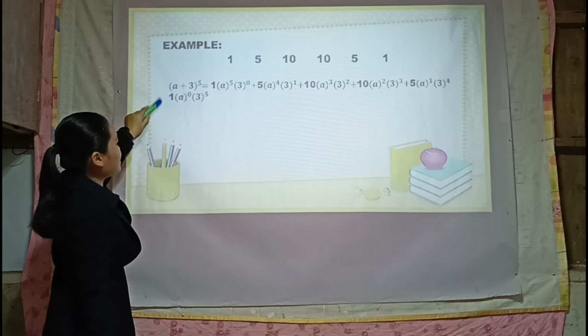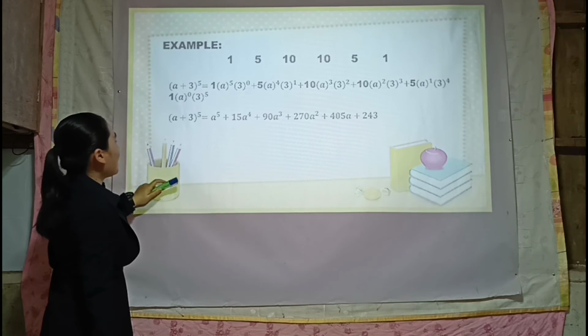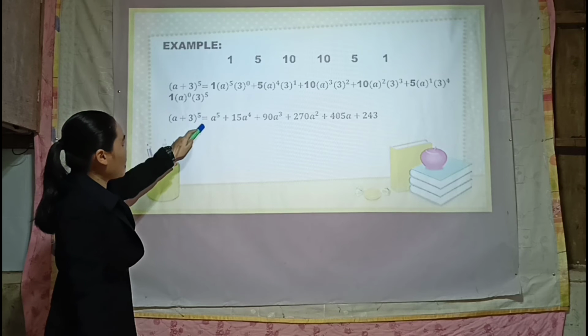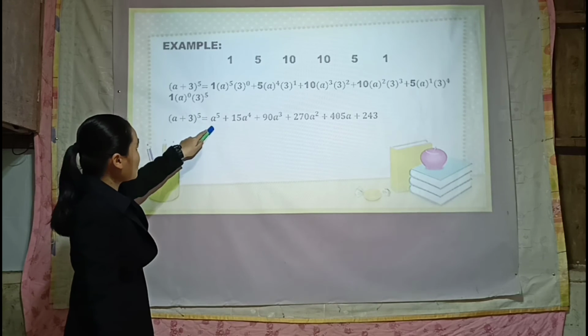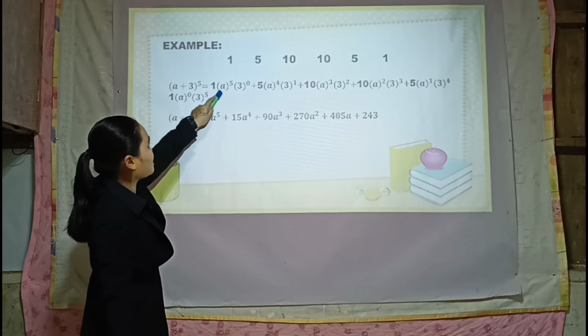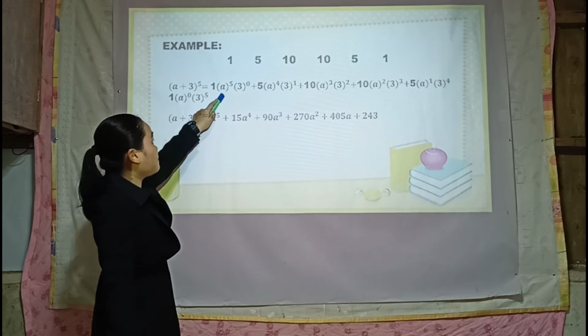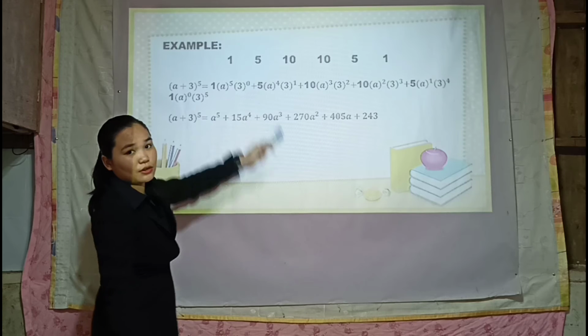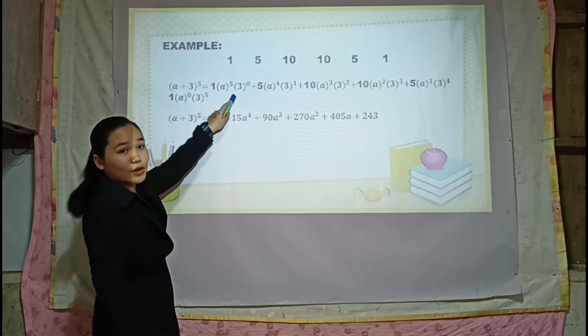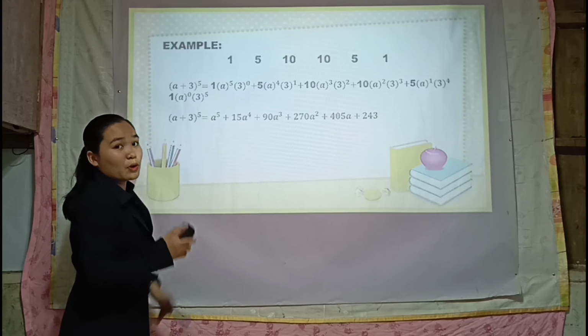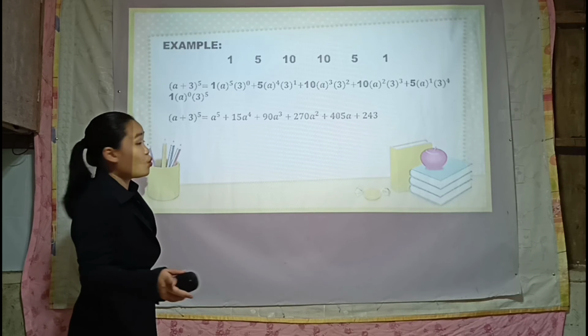So, let's simplify this answer. We have a plus 3 raised to 5 equals a raised to 5 because 1 times a raised to 5 is equal to a raised to 5 times 3 raised to 0. Any number or variable whose exponent is 0 is equal to 1.